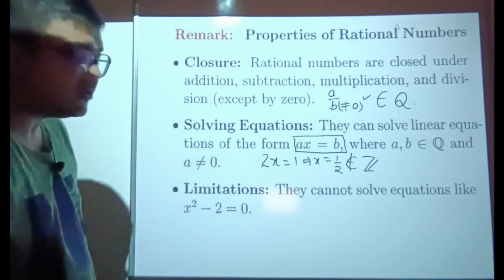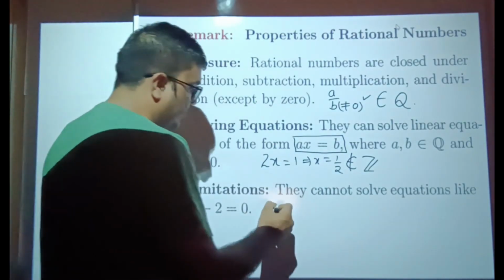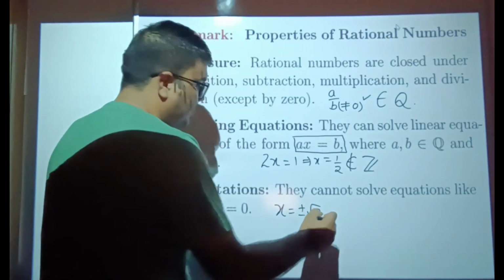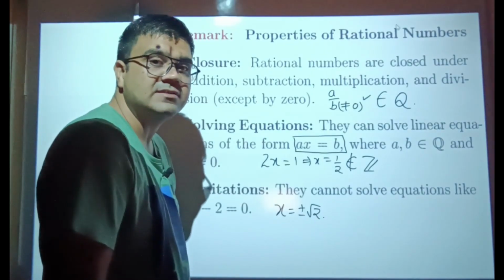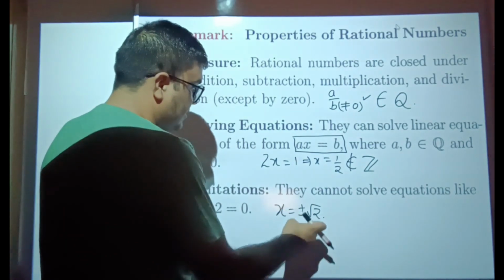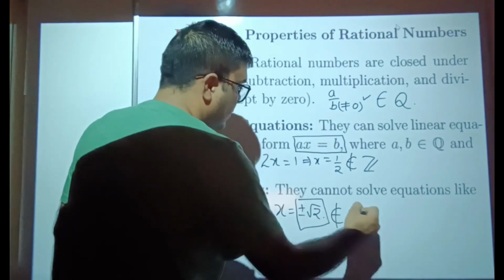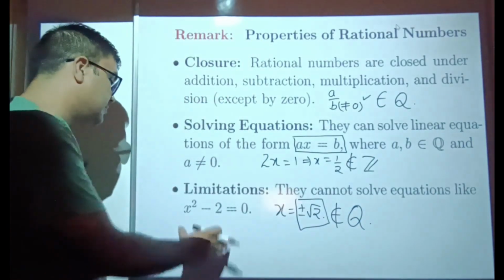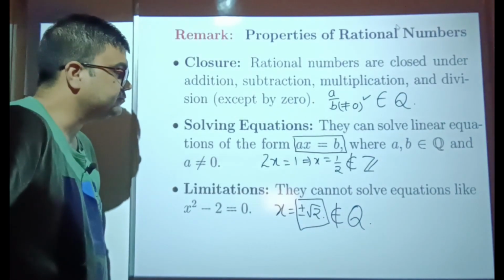What is the limitation for the rational numbers? If we have an equation of the form x square minus 2 is equal to 0, then the solution will be plus minus square root 2. When x square minus 2 is 0, we get x square is equal to 2. So x is equal to plus minus square root 2, and these numbers are not rational numbers. So rational numbers are not sufficient to solve these kinds of equations.